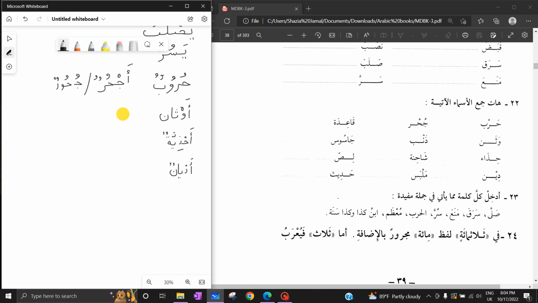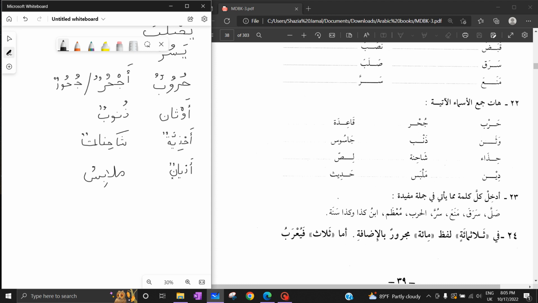Zanb, sin. Dhunubun. Then shahinatun, truck. Shahinatun. Okay. I think it's the feminine, shahinatun. Sorry, I wrote it shahinat, like jama muannas salim. And malbas, malbas is cloth. So malbas will be malabisu.